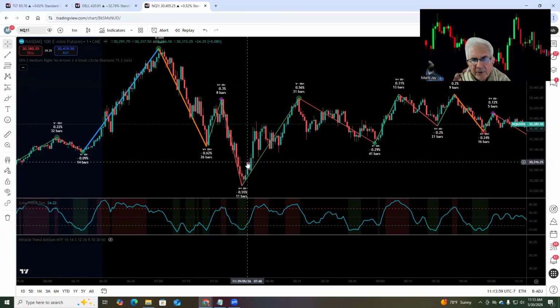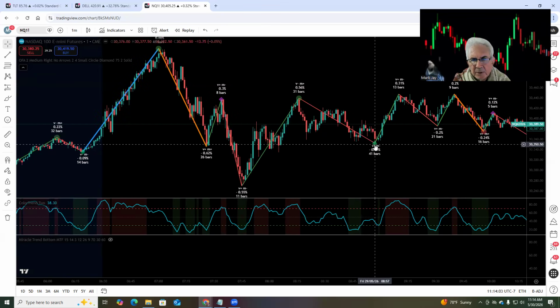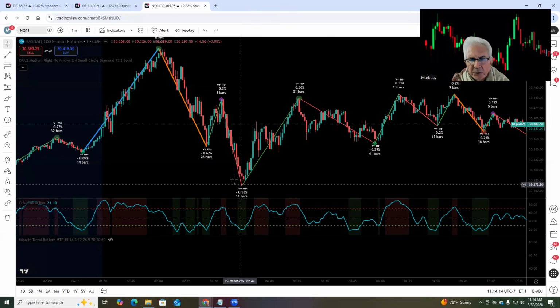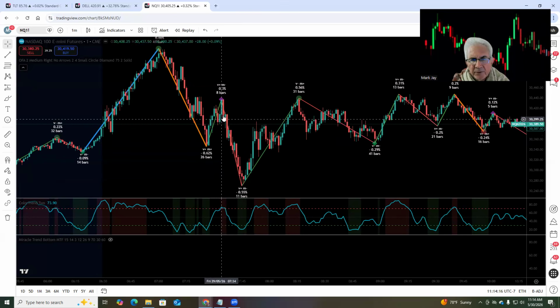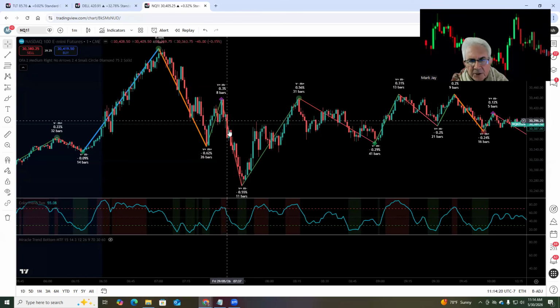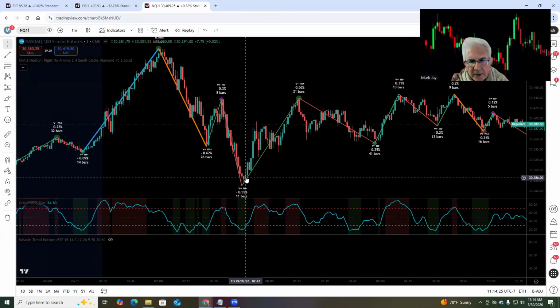Or if you have an opposing signal, like a green diamond would have formed here, or another circle would have formed here, that would have gotten us out as well. So you've got those two methods for exiting a trade. Here we would have entered 30,405, stayed in the trade, and exited.